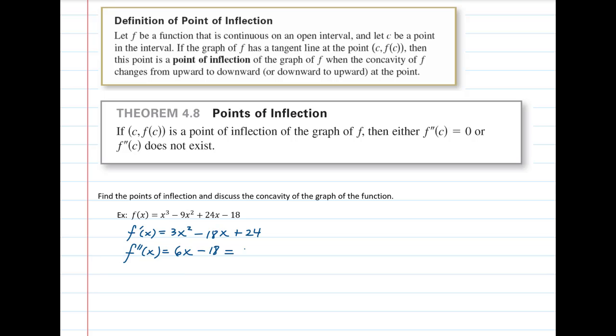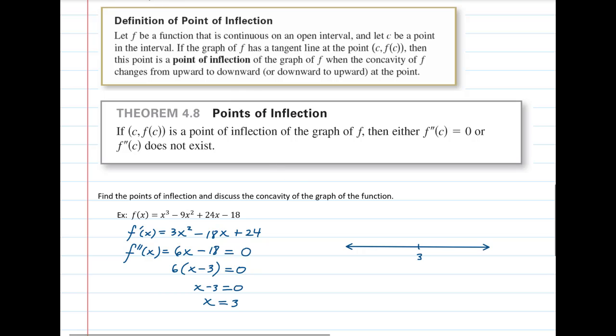From there, to be able to find intervals of concavity, we need to set that second derivative equal to 0 and find those solutions. From there, we get that x is equal to 3, and there's only one there.